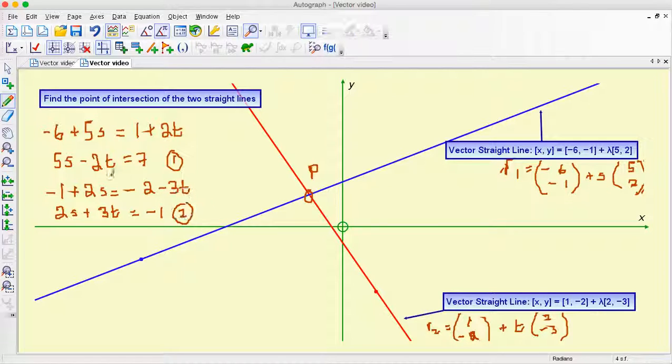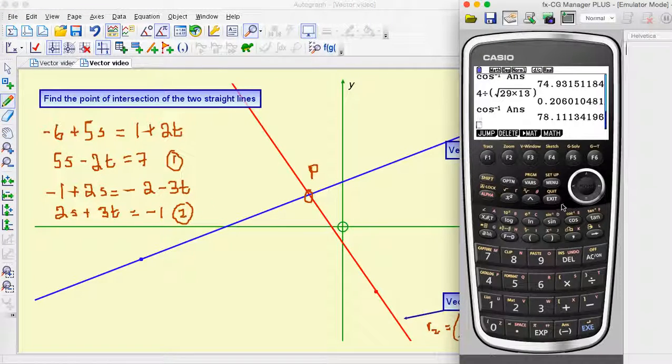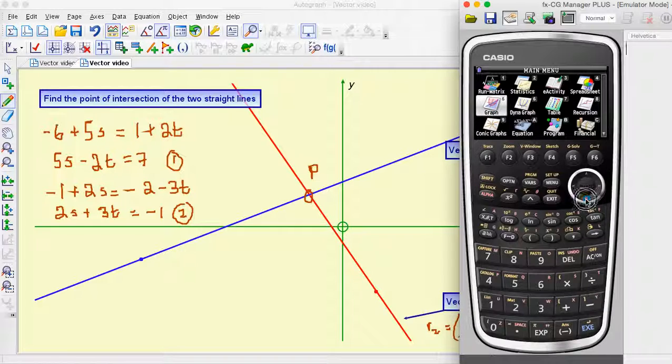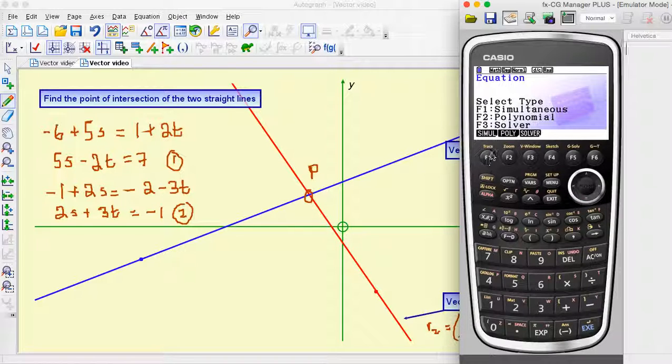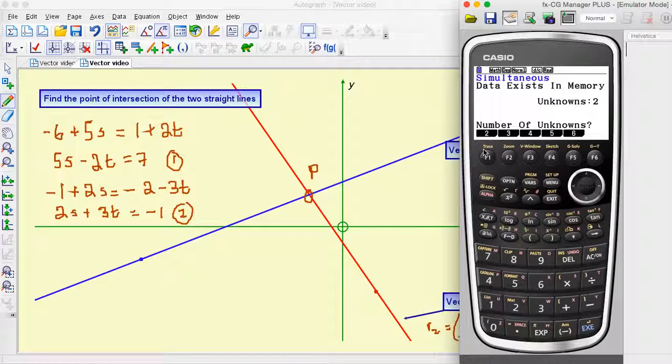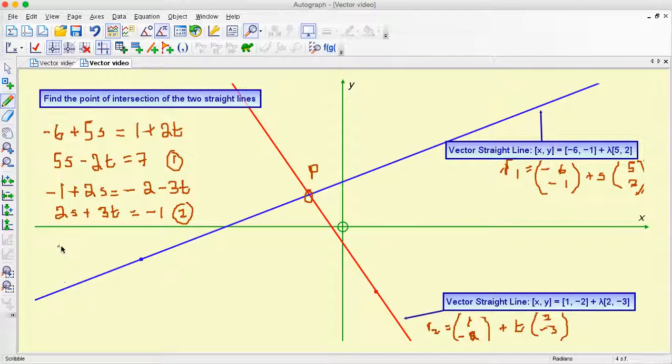Just to save time for this video, I'm just going to work them out using my equation solver here. So I'm going to put them in here as a simultaneous equation, and you might have to do this in a non-calculator paper, or maybe you can use a calculator if it's a calculator paper. This is 2, 3 and -1. We'll solve it. And so this gives me the first value that I put in was s. So s is 1 and t is -1.